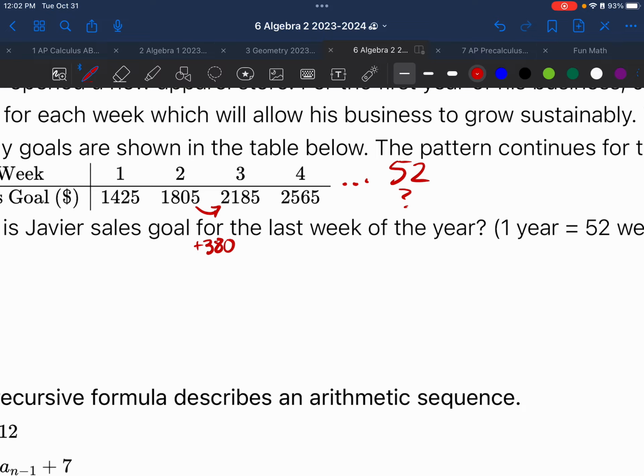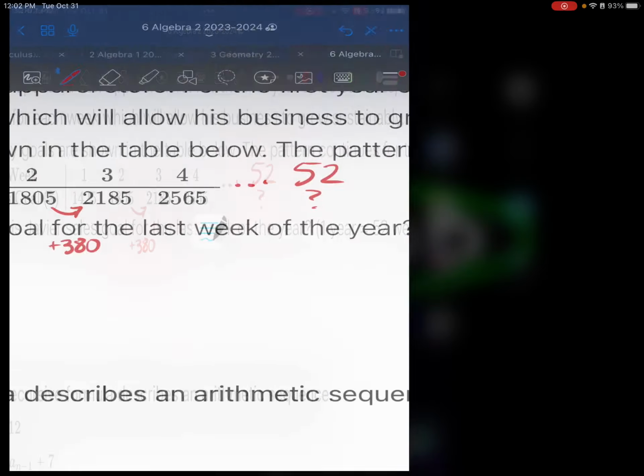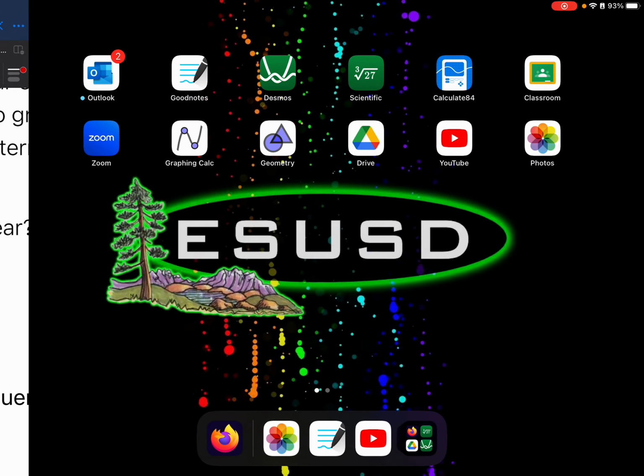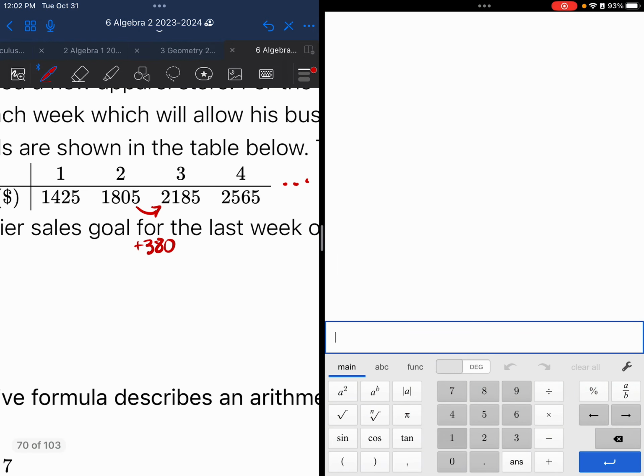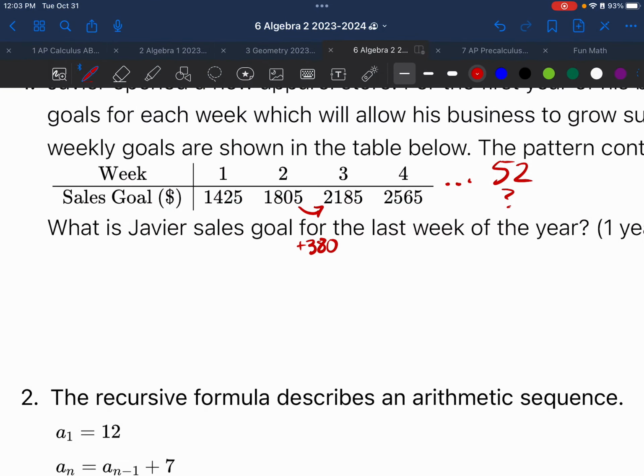Just to check that with a calculator, we do have access to calculators. If I come over here to my scientific calculator, I should now be able to verify. If I do 1425 plus 380, I get 1805. If I add another 380, I turn it into 2185. If I add another 380, I turn that into 2565. That seems to be working. So I'm constantly adding 380 each time. I can annotate that in here: plus 380, plus 380.